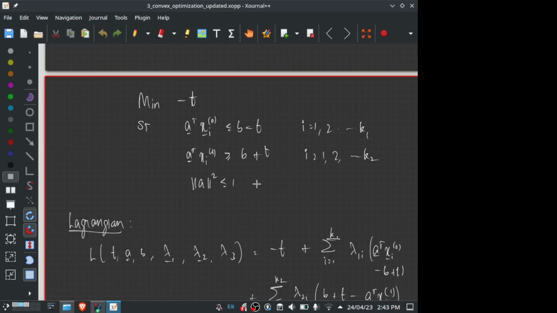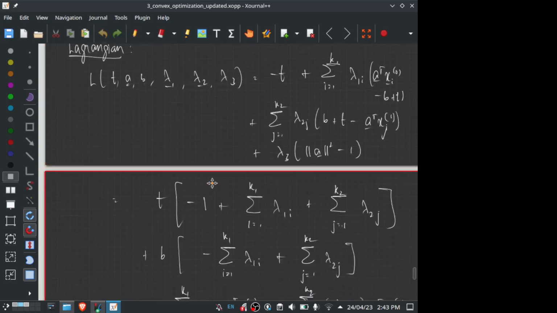It is to minimize minus t subject to the constraints that A transpose xi0 is less than or equal to b minus t, and A transpose xi1 is greater than or equal to b plus t for all i equal to 1, 2, 3 up to the number of samples that we observed labeled 0 and 1. And we also had this additional constraint that the norm of A should be less than or equal to 1.